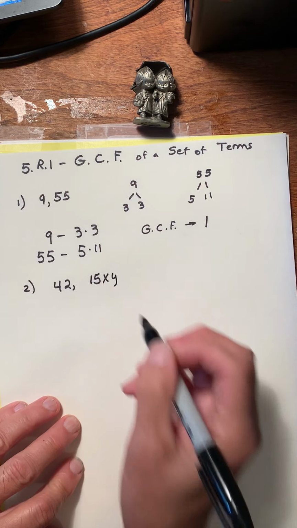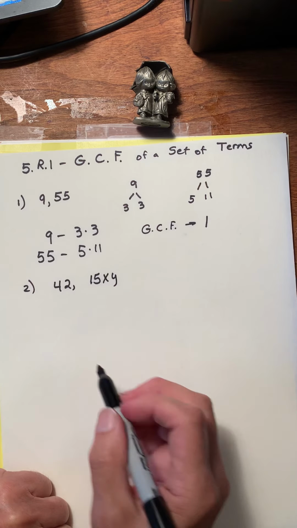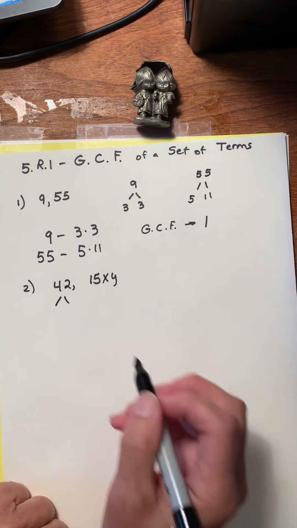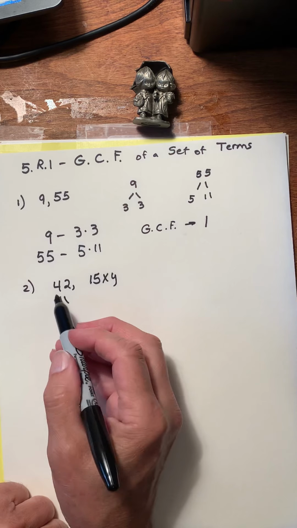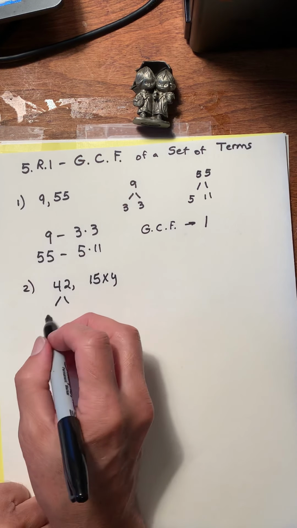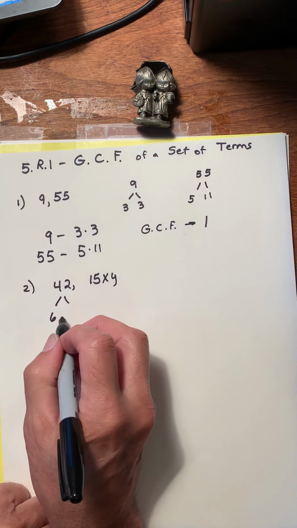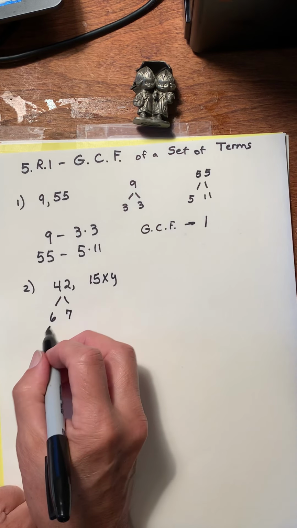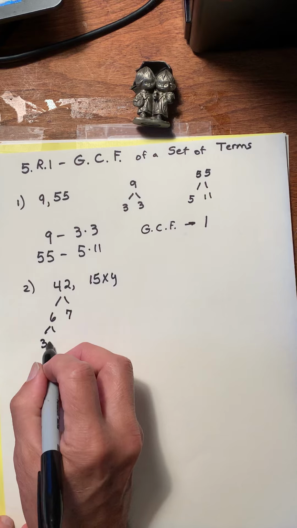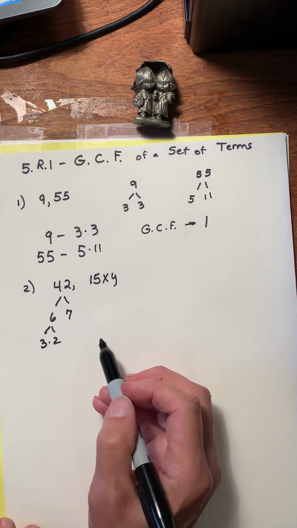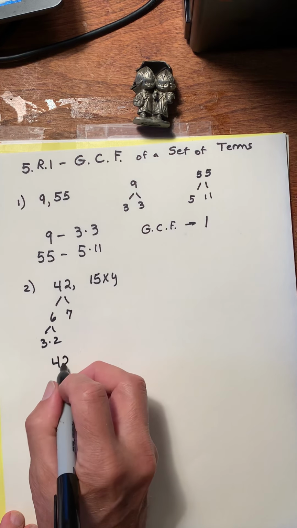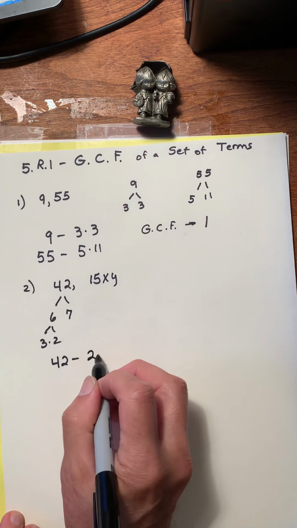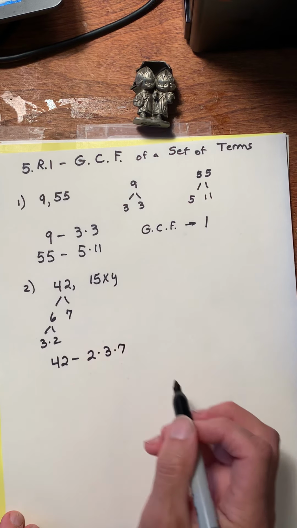Throw in a little bit of XY's here. Hey, do the same thing. Factor tree. You think, what multiplies to give 42? Most people think of 6 times 7. 7 is prime. 6 breaks into 3 times 2. And I've got my prime factorization. 42, it turns out to be 2 times 3 times 7.